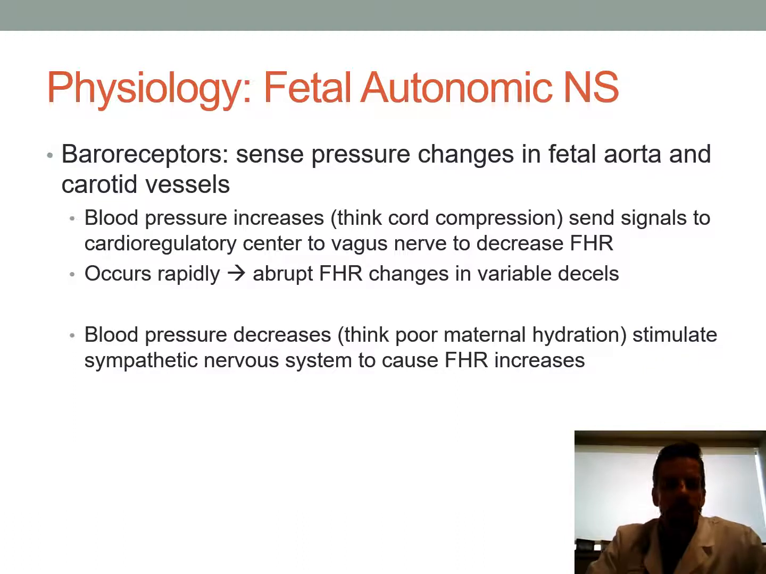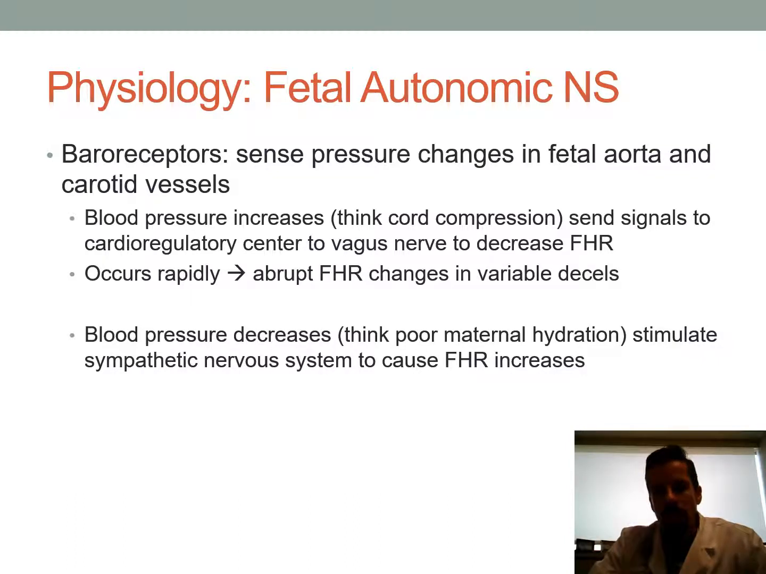All right, next, specifics on how the baroreceptors work. So baroreceptors in a fetus work just like a baroreceptor in adults. So as blood pressure increases, they signal to decrease heart rate in response. These are located in the fetal aorta and in carotid vessels, and this is a very rapid working system. So as blood pressure goes up, it causes an abrupt change in fetal heart rate. So this is what you're seeing in variable decelerations. Abrupt response, variable deceleration occurs.